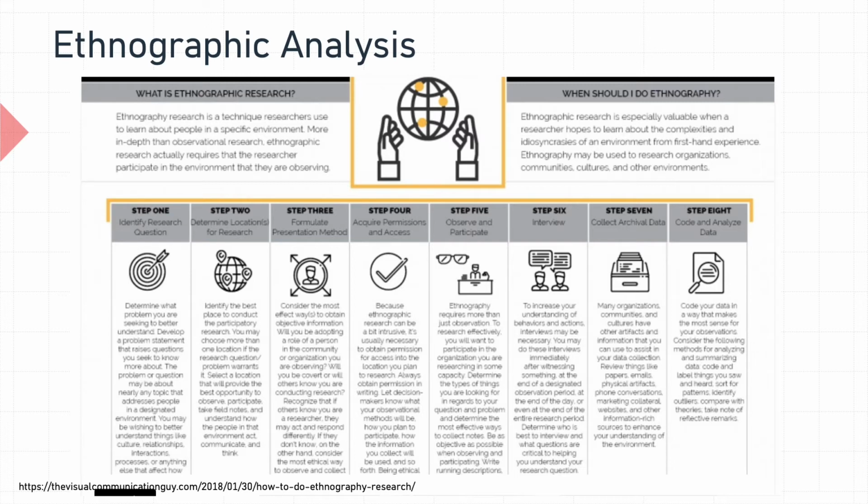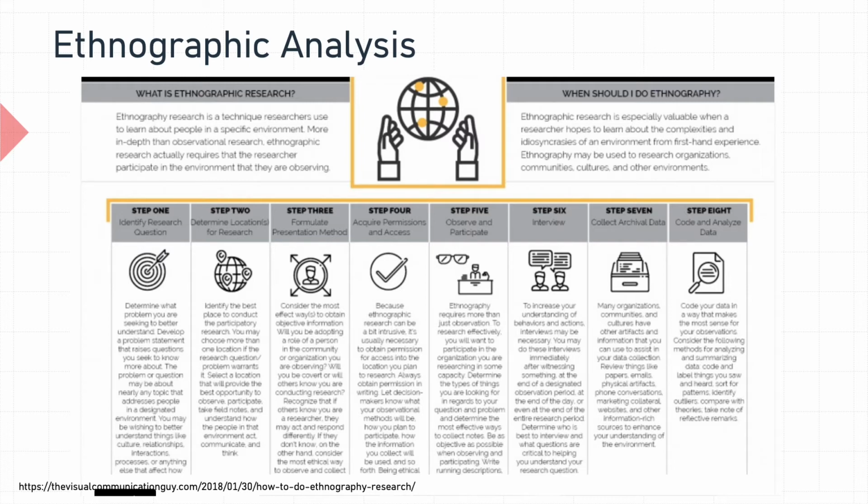Step 6 is the interview. To increase your understanding of behaviors and actions, interviews may be necessary. It doesn't mean they're always necessary, but they may be necessary. Determine who is the best to interview and what questions. Sometimes we refer to this as key informants, and we decide in advance what we want to ask them.